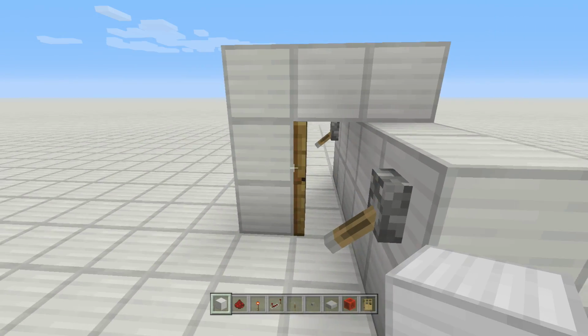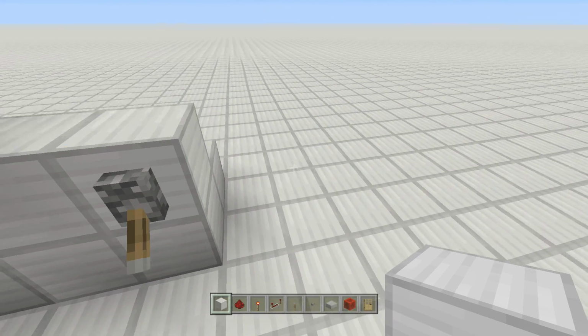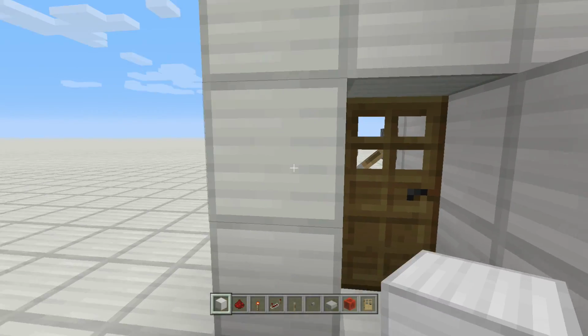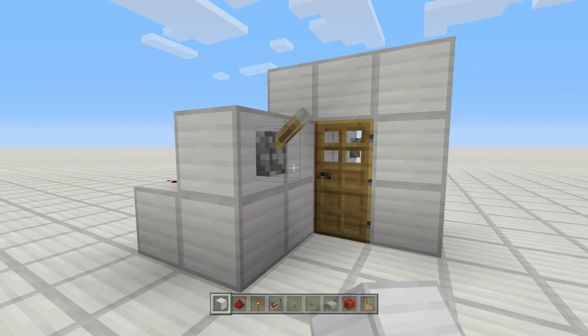But if you would have an XOR gate, and let's say both levers were on, if I turned on this one, the door would close. And then if I would like to get out later, I just flip this and the door would open. And I flip this one and the door would close.